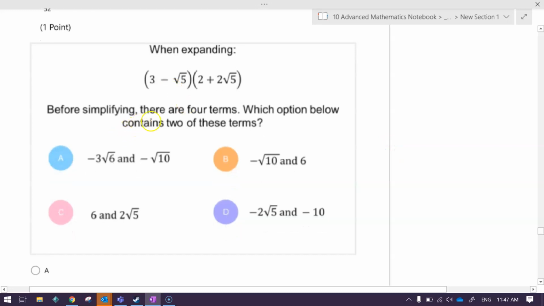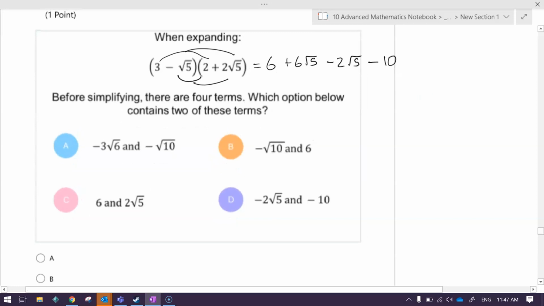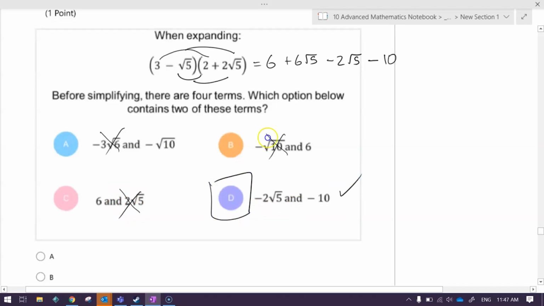When expanding, before simplifying, there are 4 terms. Which option below contains 2 of these terms? Well, let's expand them and see the 4 terms. 3 by 2 is 6. 3 by 2 root 5 is 6 root 5. -5 by 2, -2 root 5?? -5 by 2 root 5, positive times a negative is a negative. Root 5 by root 5 is 5. 2 times 5 is 10. They're the 4 terms. Which one contains these 2? Well, that one's not in there, so that's no good. B, -root 10. I don't see a root 10. That's no good. 6 is there. 2 root 5. Well, it's a -2 root 5. -2 root 5, -10. That's the one we want.